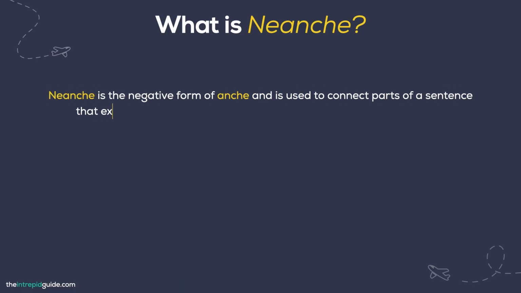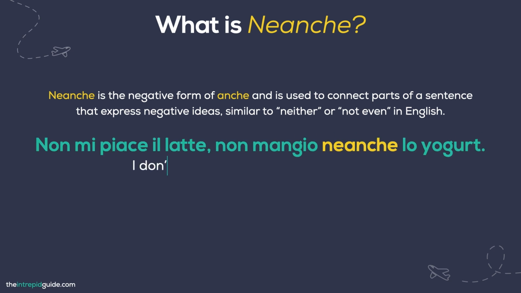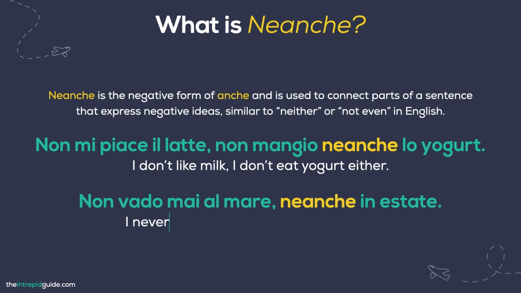Neanche. It is the negative form of anche, and it is used to connect parts of a sentence that express negative ideas, similar to saying neither or not even in English. For example, Non mi piace il latte. Non mangio neanche lo yogurt. I don't like milk. I don't eat yogurt either. Non vado mai al mare, neanche in estate. I never go to the sea, not even in summer.